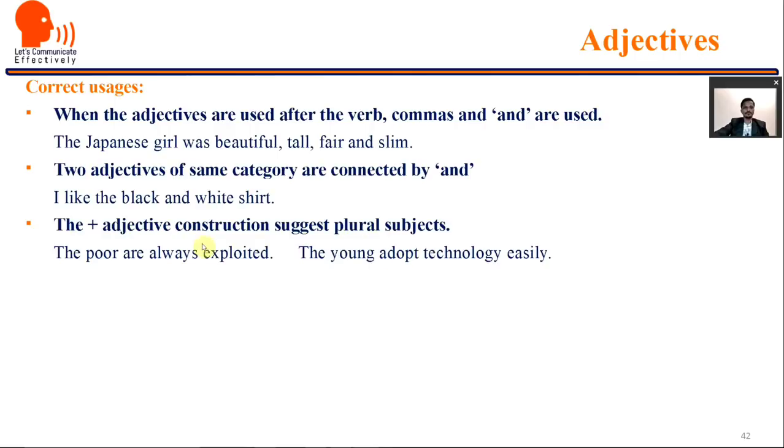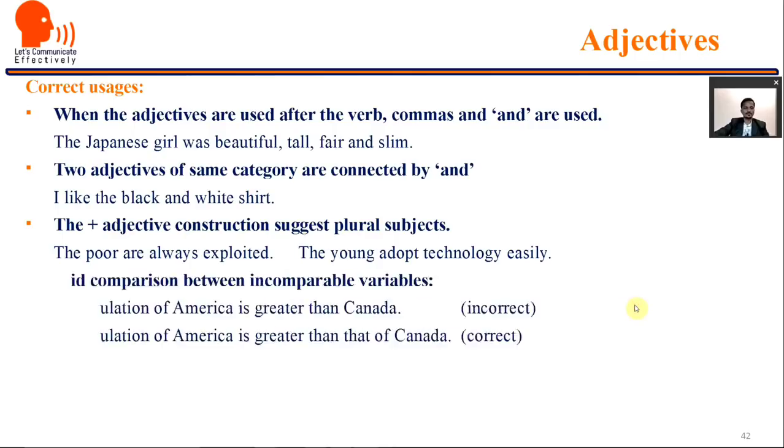The plus adjective construction suggests plural subjects. For example, the poor are always exploited. The young adopt technology easily. Here, the poor is used as a plural and the young is suggesting plural, the collective of young. So, the plus adjective defines this.